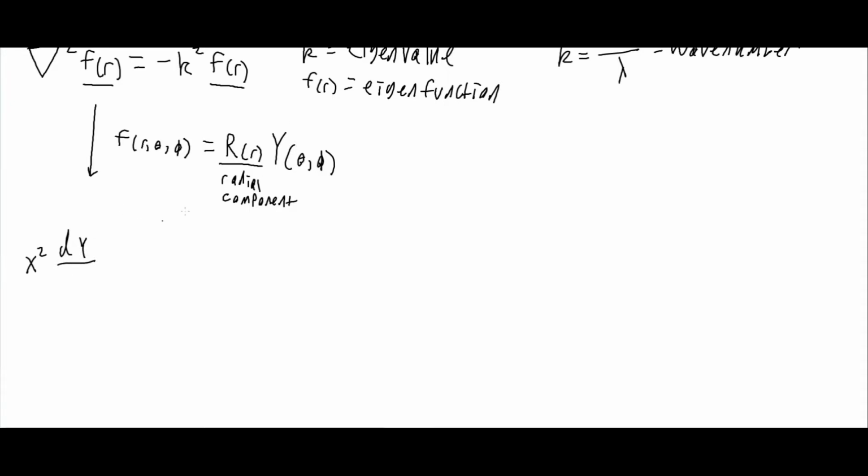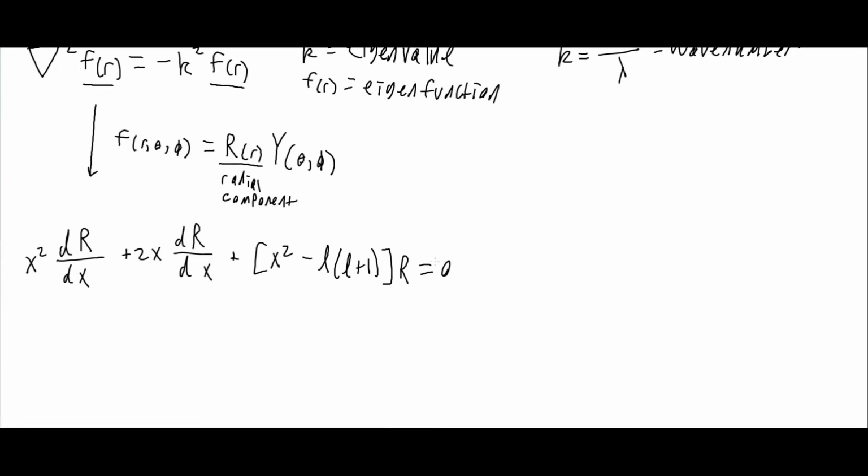Well, I'm using y over here, so I guess I'll use the big R here just to make it clearer that we are looking for the radial component here. d²R/dx² plus 2x dR/dx, and then plus the x squared minus L times L plus 1 times R, and that is equal to 0.